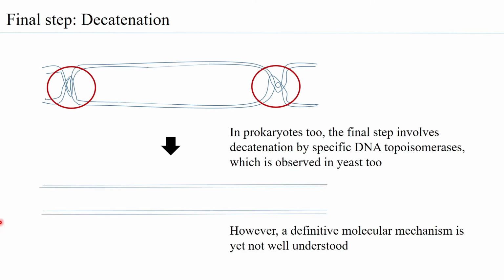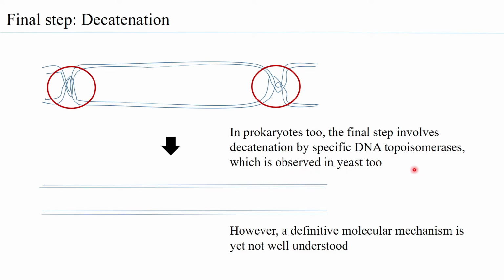Now, after all of this, what remains is the catenated regions in the DNA, and these catenated regions in the eukaryotic DNA are decatenated to form finally the two nascent double-stranded DNA. Now, in prokaryotes, there are a lot of reports that have proved that it is DNA topoisomerases, and especially DNA topoisomerase 2, which carries out the decatenation process.